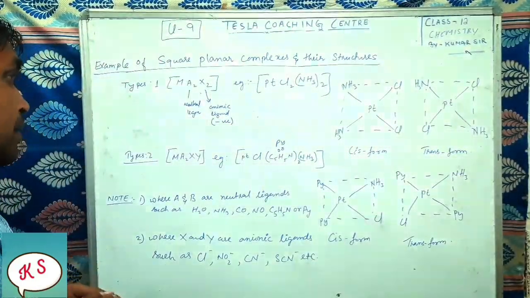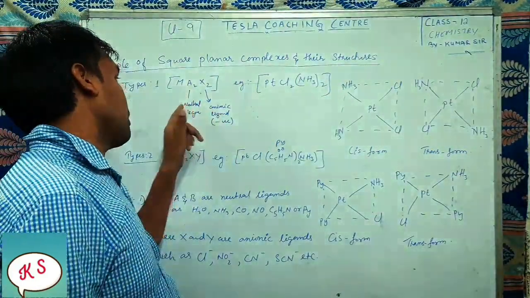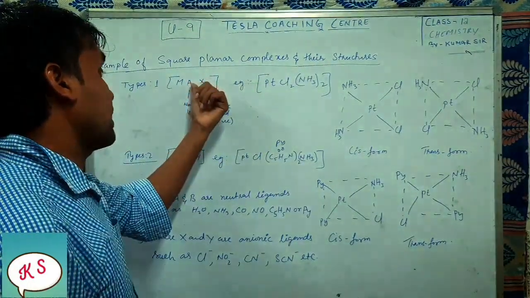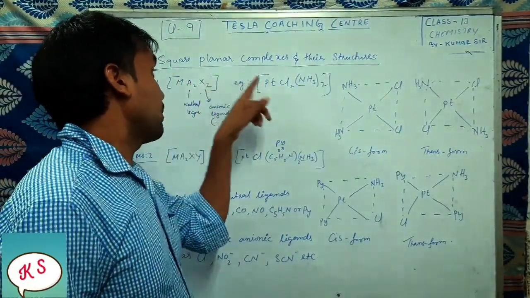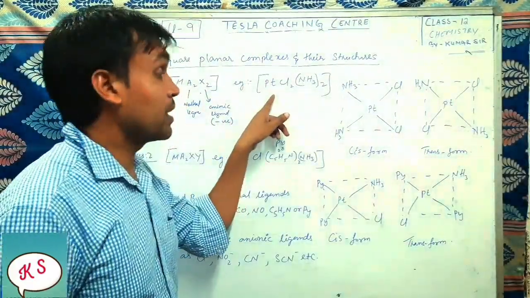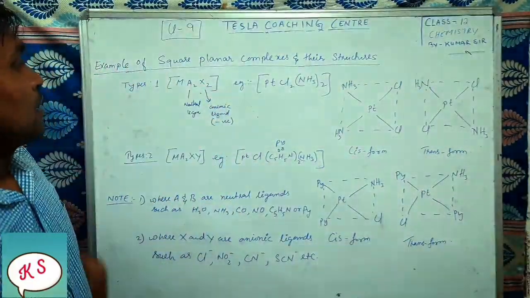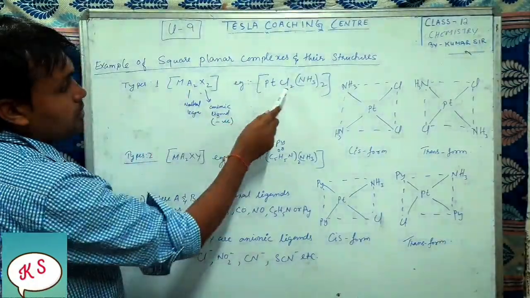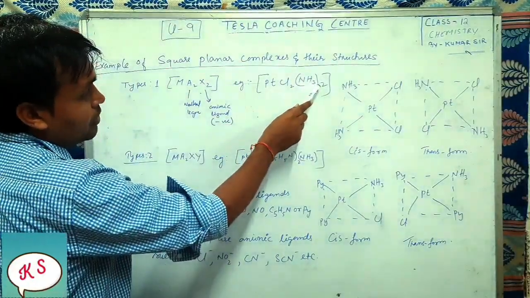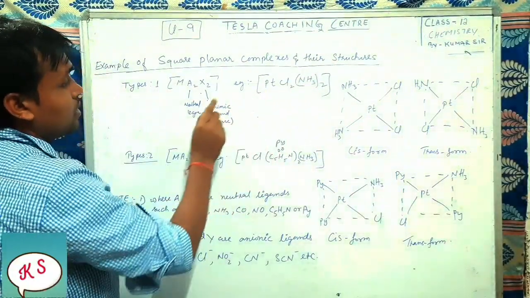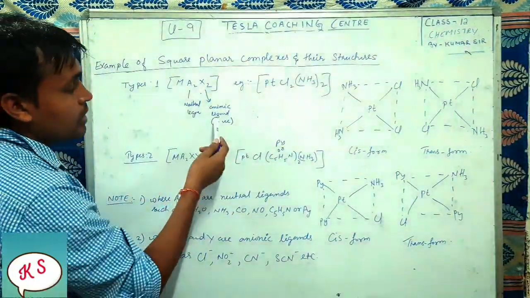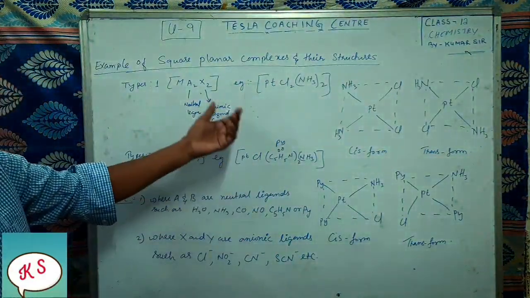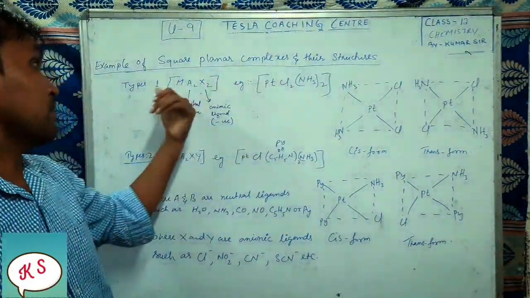So X represents anionic ligands, A represents neutral ligands. Here we have taken one example. M is platinum, the central metal atom here is platinum, and here A2 is a neutral ligand. So what neutral ligand have we taken? NH3, this is a neutral ligand. X2 is negative, so Cl2 is the negative ligand. So this is the square planar complex of type 1.